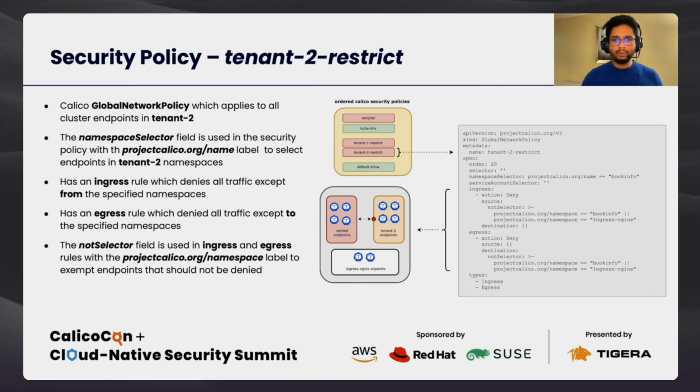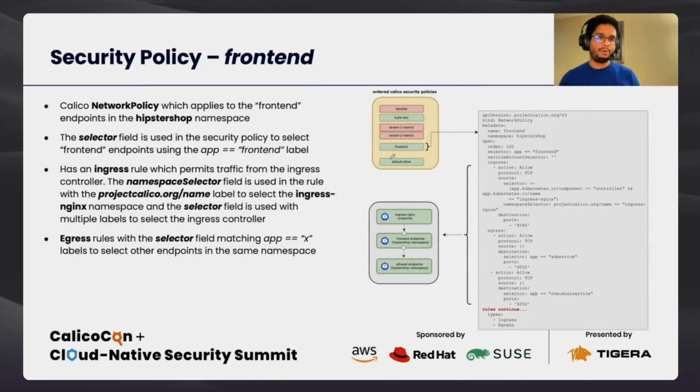All right, so now we have a policy called the front-end policy. So let's go through this policy a bit. This is a network policy, which means it applies to a specific namespace, the namespace being the hipster shop namespace. However, in the policy, we're using an endpoint selector. So we're using the selector field and using the app equals front-end label. What this means is that the policy applies only to the front-end endpoints.